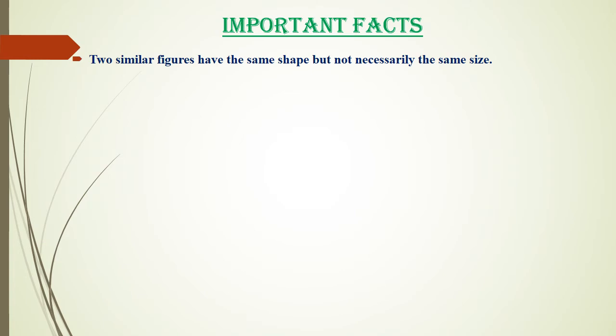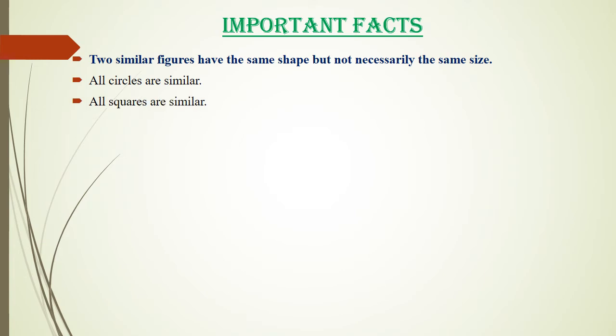First of all, two similar figures have the same shape but not necessarily have the same size. In congruency of two triangles, it was very necessary to have the same shape as well as same size, but in similar figures we can have same shape but need not be having same size. This is one fact. Second fact we can consider as all circles are similar. You take any circle of different radius, all those circles are going to be similar to each other.